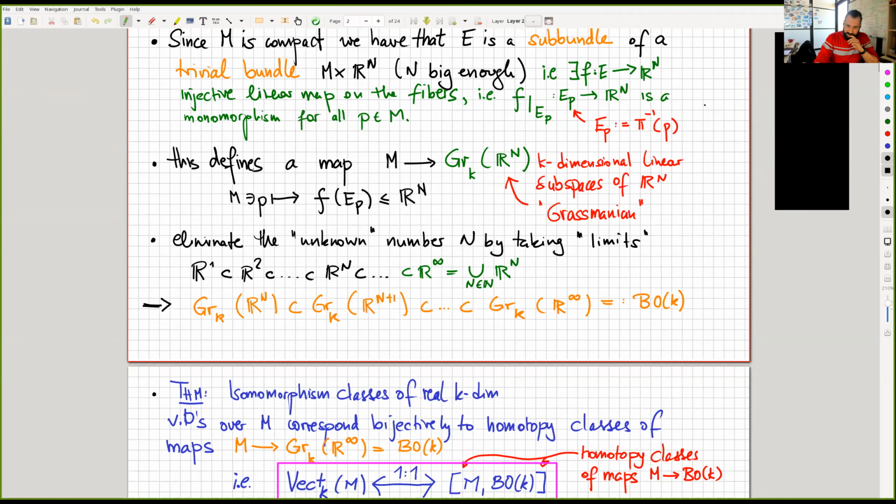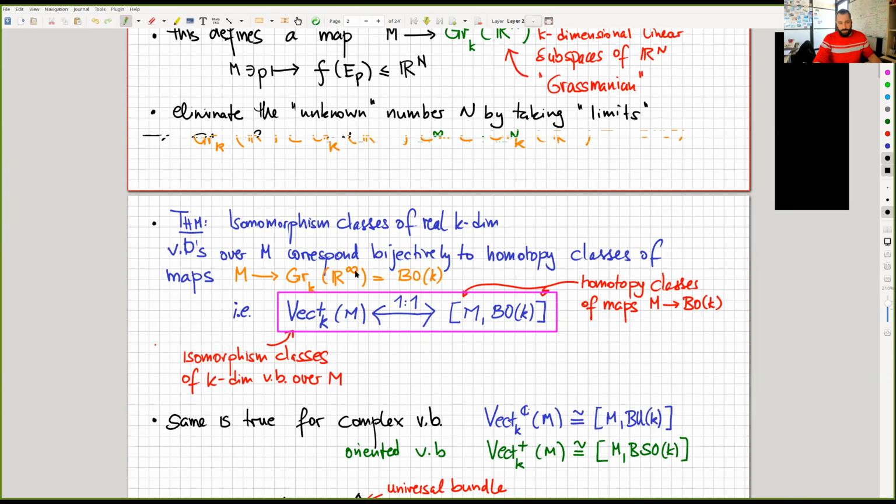And what's interesting about this space is the following. The isomorphism classes of real k-dimensional vector bundles, right? This is the only thing we are interested in. We just want to understand vector bundles up to isomorphism. So they correspond bijectively to homotopy classes of maps from M to this Grassmannian, right? This is a very nice theorem. And this is the transition from differential geometry, because everything is a manifold and smooth vector bundles, into homotopy theory.